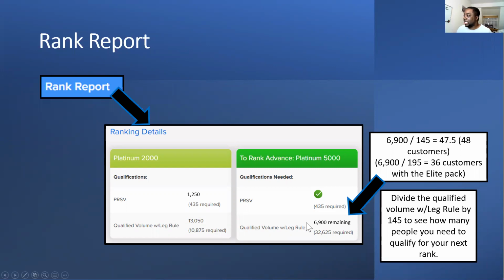Okay, so key thing, divide that by 145. That's a good thing. I advise you to do that after this. Go to your rank report, see your next rank, see how close you are, and that will inspire you, because that's the thing that keeps me going. Seeing how close I am and so forth.